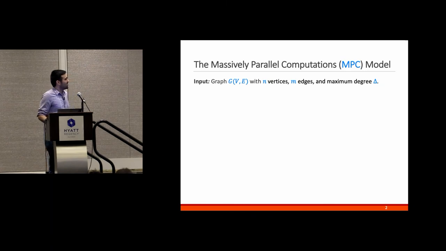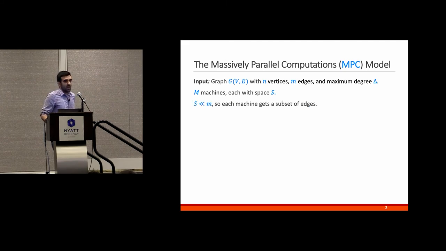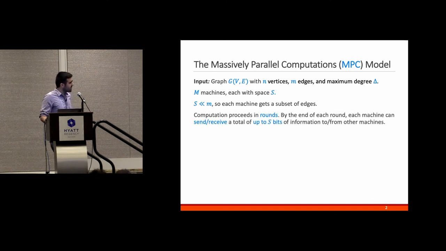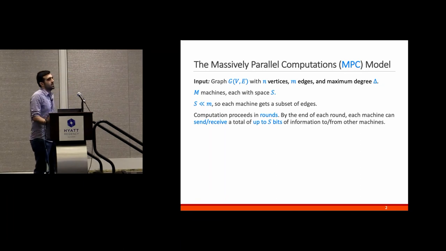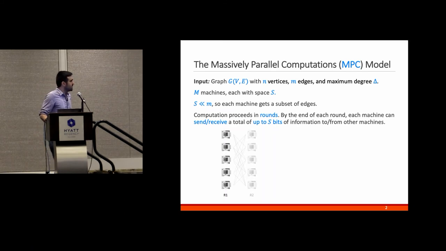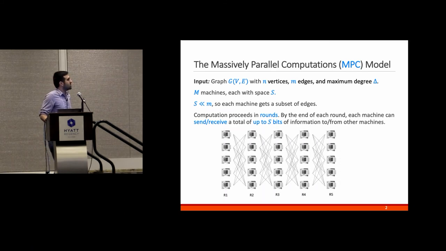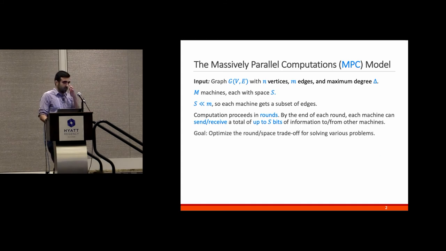So we are given this graph G. It has n vertices, m edges, and it has maximum degree delta. Our parameter will be delta here. And we have m machines, each with a space s. S is much smaller than m, so we can't store the whole graph in one machine. Computation proceeds in rounds. By the end of each round, each machine can send and receive a total of up to s bits of information. So again, we continue doing computations and communications until we solve the problem, and the goal again is to optimize the number of rounds and its trade-off with the space available per machine.